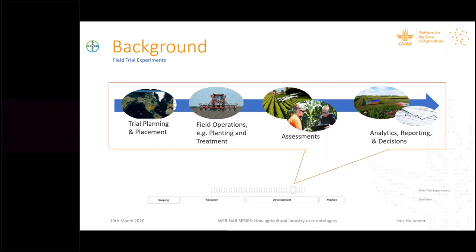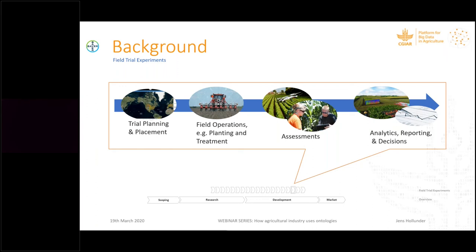So we are starting with planning and placing a trial. Afterwards, we have field operations such as planting and treatments, so generally any kind of field management. During each trial experiment, monitoring and different assessments are performed for crop yield and or efficacy. And at the end of a trial, the final data, or specifically the final assessment, are used for statistical analytics, reporting and decision making on whether we should continue or not.